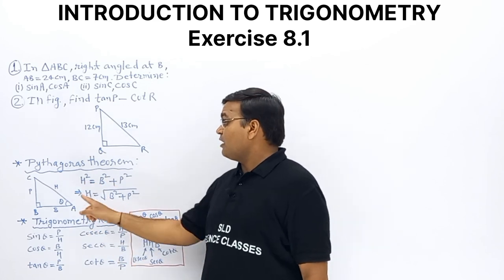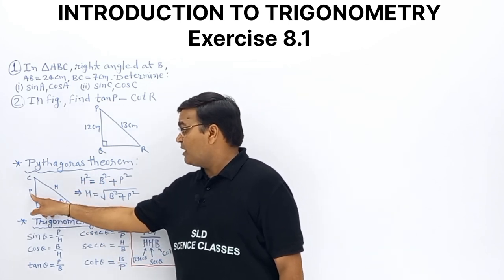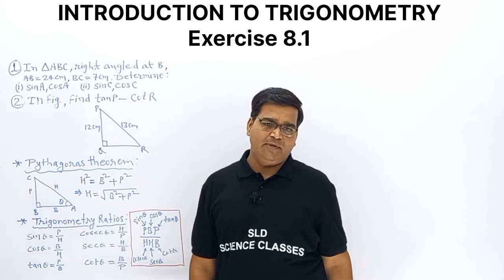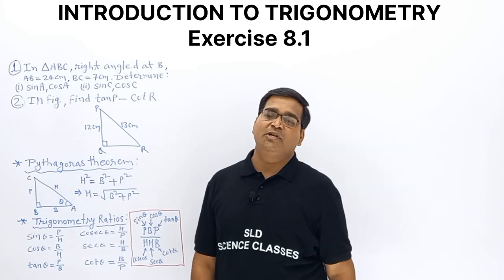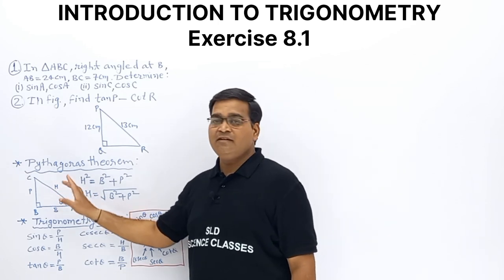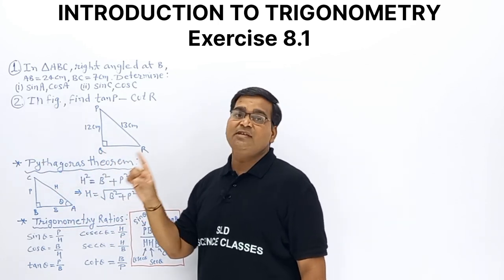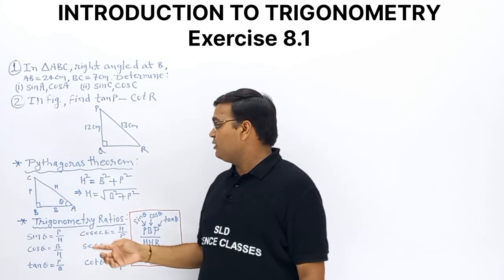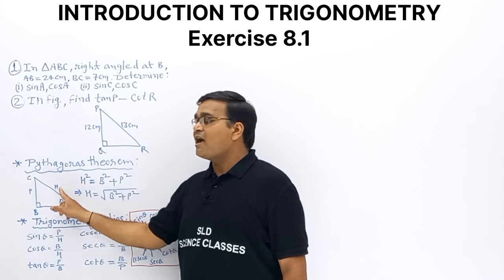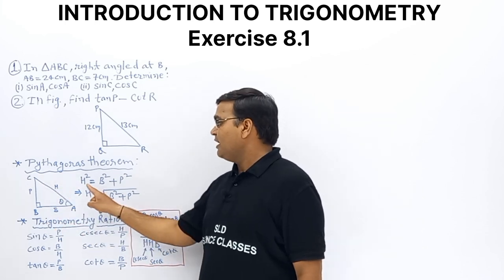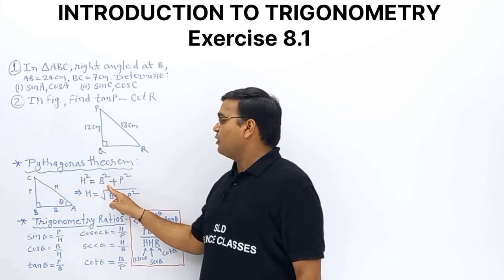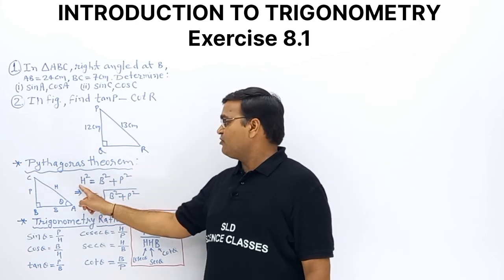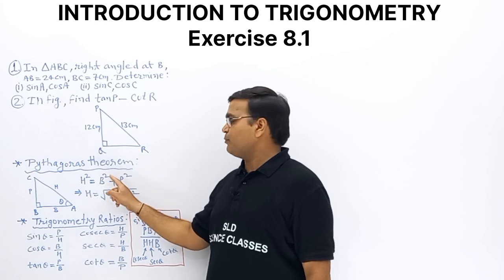Now, 2 sides: this is the base, and this is the perpendicular. We have 2 sides, but we don't know the hypotenuse. Then how will we find the hypotenuse? The Pythagoras theorem gives the relationship between perpendicular, base and hypotenuse: hypotenuse square equals base square plus perpendicular square. H square equals b square plus p square.